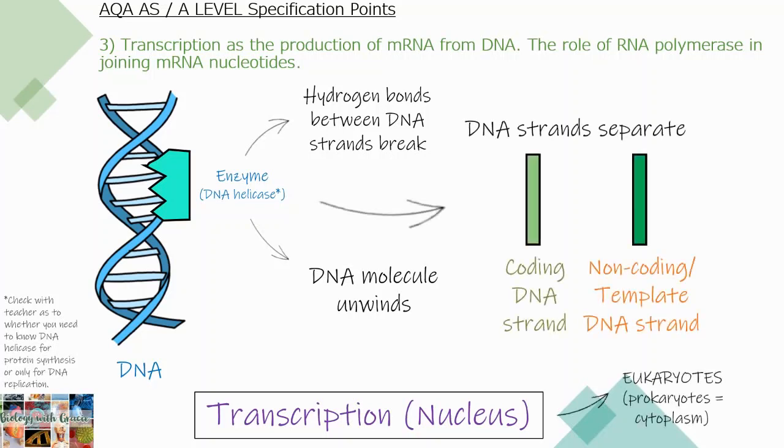And then after this, the DNA strands separate, and there are two DNA strands. So there are the coding DNA strand, and the non-coding DNA strand, also known as the template strand. Just remember as well that transcription occurs in the nucleus in eukaryotes, but of course prokaryotes do not have a nucleus, so transcription occurs in the cytoplasm.